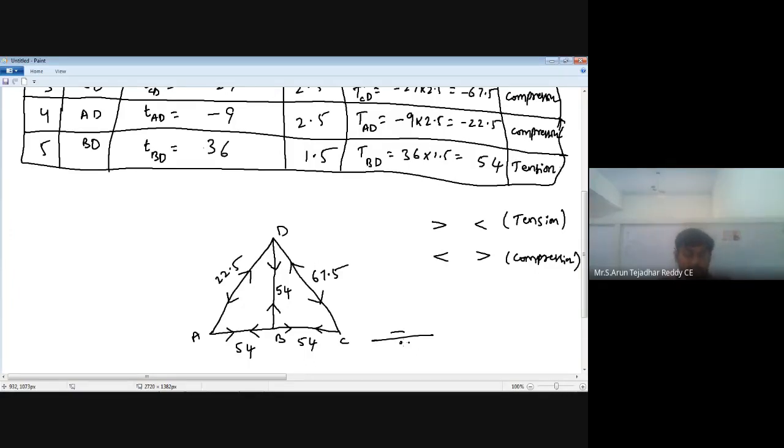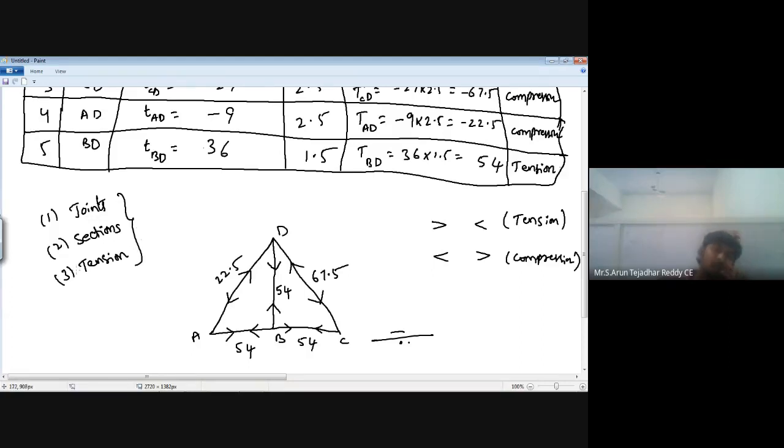So this is our tension coefficient method. So in this first unit, we have method of joints, method of sections, and tension coefficient method.